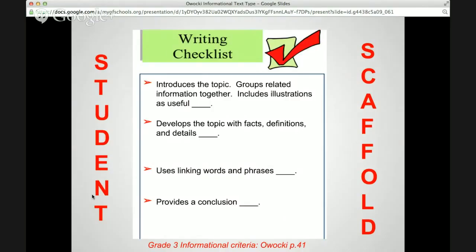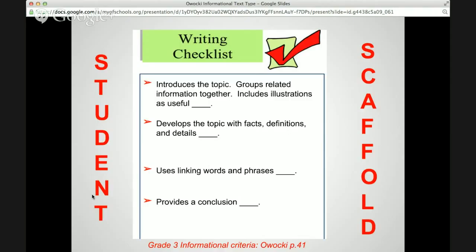And these tasks outline the choices, and sometimes you may even guide them to a specific task that you want them to do in their peer conferences. But the beautiful thing is that you are assured that they are going to be conferring about the informational text type that you just taught.